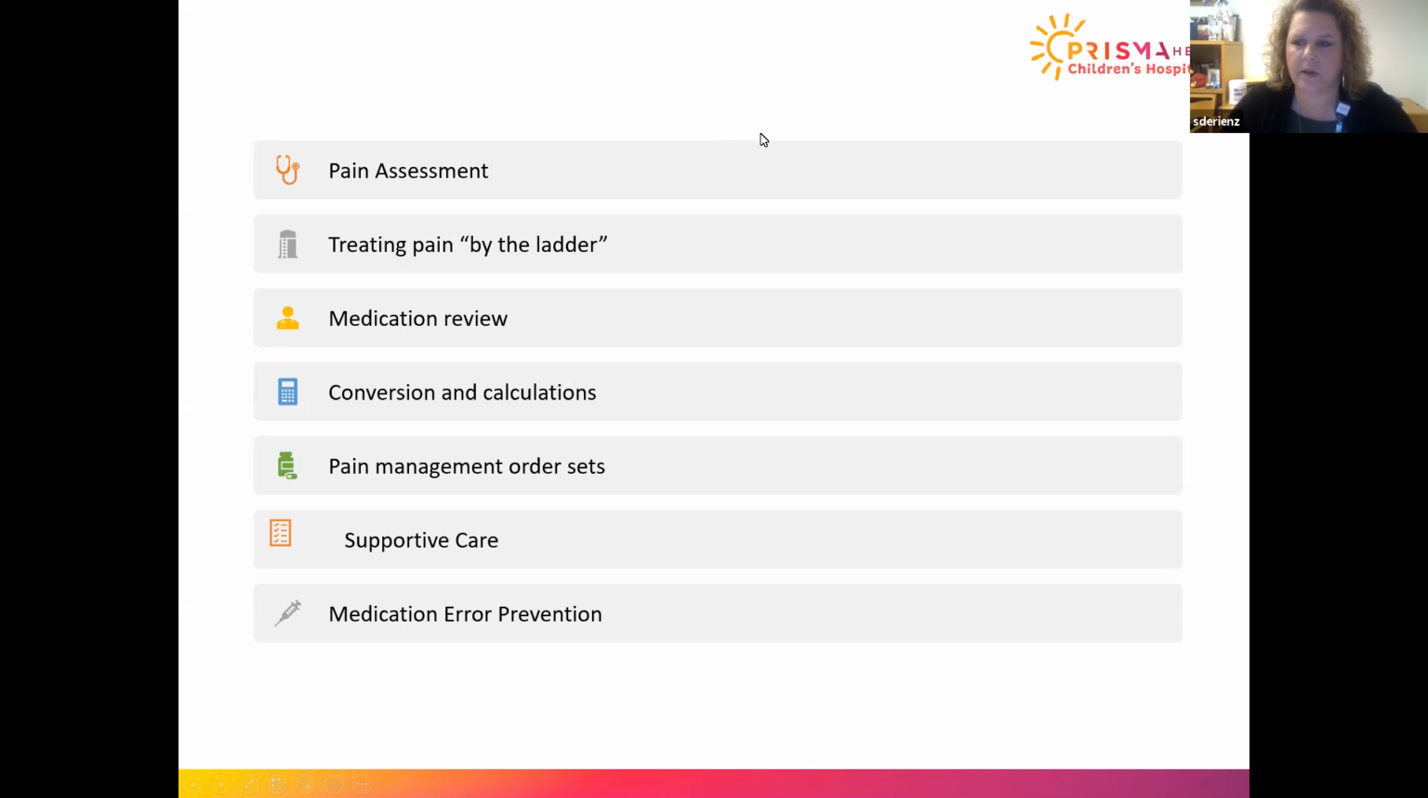So we're going to talk a little bit about pain assessment, treating the pain by the ladder. We'll do some med review, some conversion and calculations. I'll talk really super briefly about the new pain management order sets that you may be seeing in Epic, supportive care, and if I have time, I'm going to touch a little bit on med error prevention.